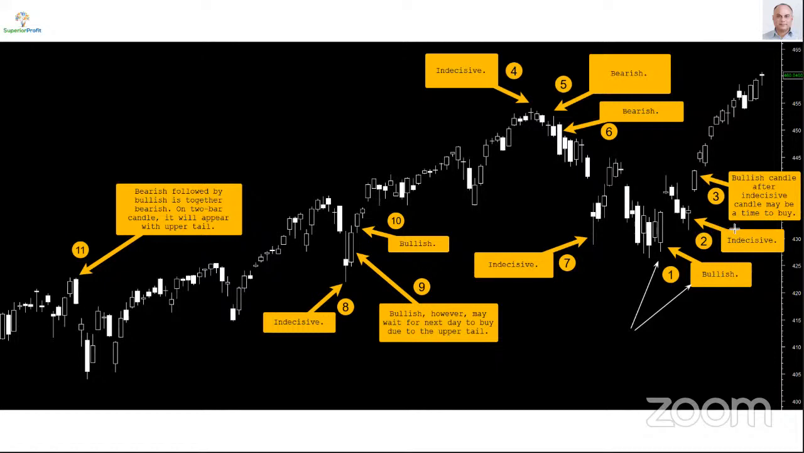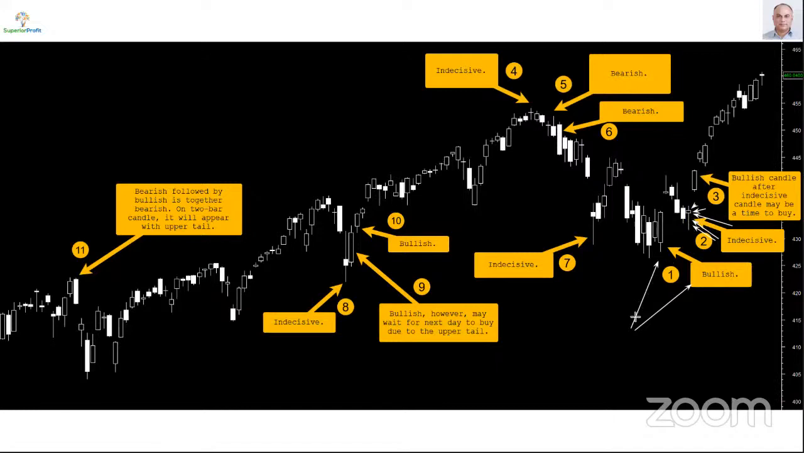Number 2, it has a long lower tail, but also an upper tail, which is not insignificant when we compare that with the body. So we will say it is indecisive, of course, more bullish than bearish, but looking at the relative sizes of the upper tail and body, we'll still say it is indecisive. Meaning what? Meaning we are not going to take a trade at the close of this indecisive candle. We may be ready to take the trade next day, but we will not take an entry on this day itself.